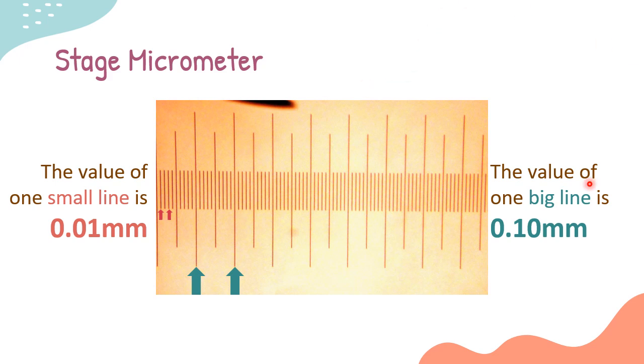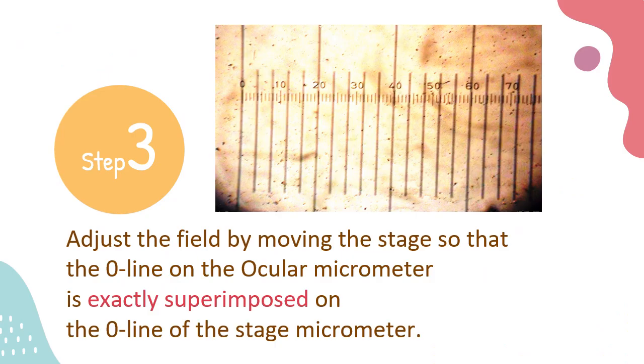So with that logic, can anyone tell me the value of this violet arrow? Correct. That is 5 small lines, so 0.01 millimeter for each line, 0.01, 2, 3, 4, and 0.05 millimeters. Very good. So we have two micrometers now inside the microscope. The goal now is to superimpose them.